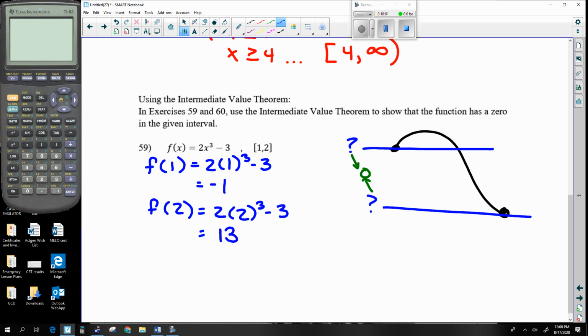All right, so in essence, what we did is we showed that there is one endpoint that has a value of 13 and another endpoint that has a value of negative 1. So by the intermediate value theorem, the value of 0 has to be somewhere in between those two values. So yes.